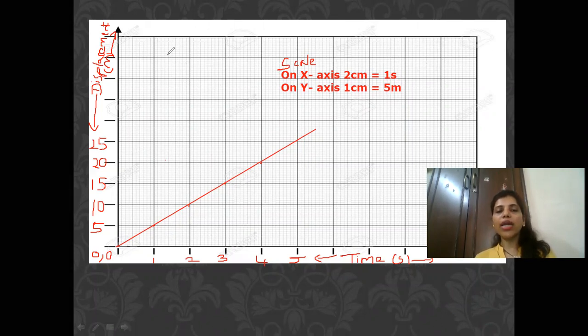And then you have to write the title for the graph, which I'm going to write over here. So it is displacement versus time. So you have to write the heading as title. When you're drawing a graph, it should be very systematic. So title.